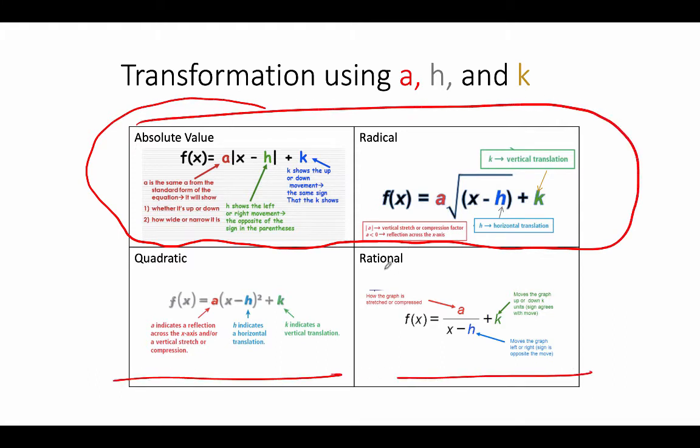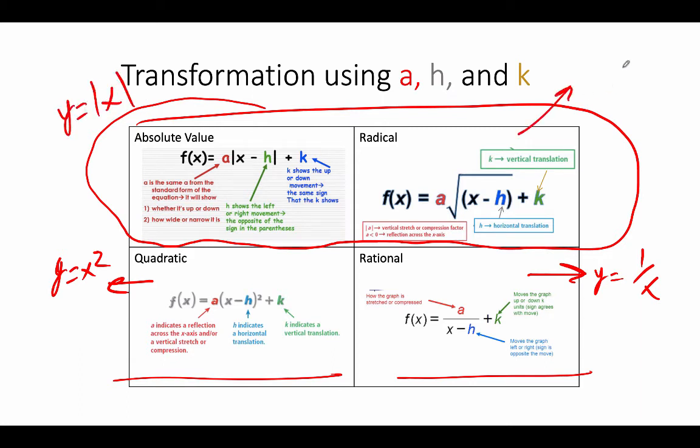This works for rational. Remember, the parent function of this one was 1 over x. The parent function of this one is x squared. The parent function up here, the ones we're going to work with, is the absolute value of x, and the parent function of this one is the square root of x.